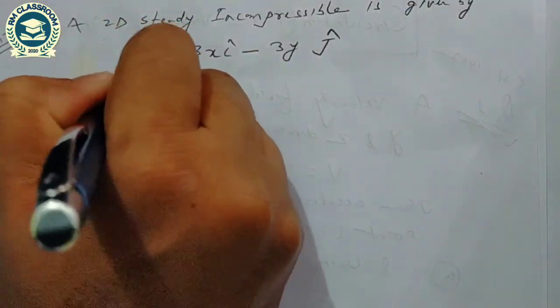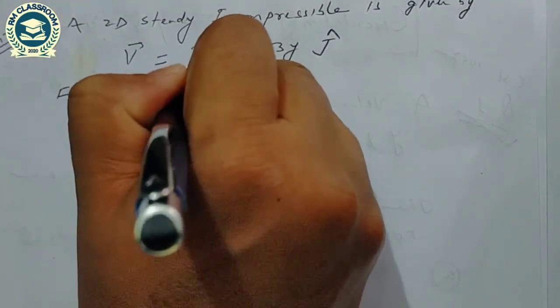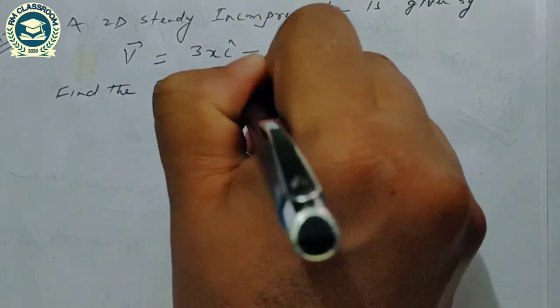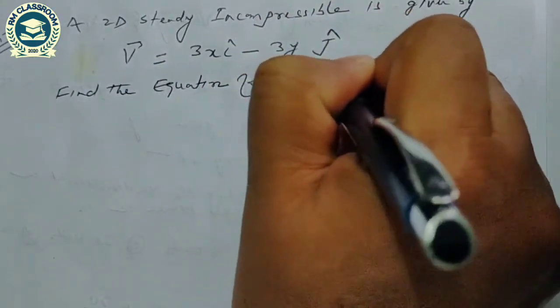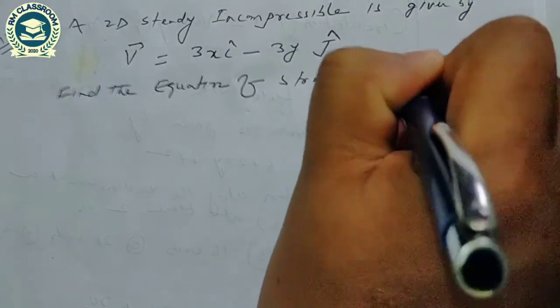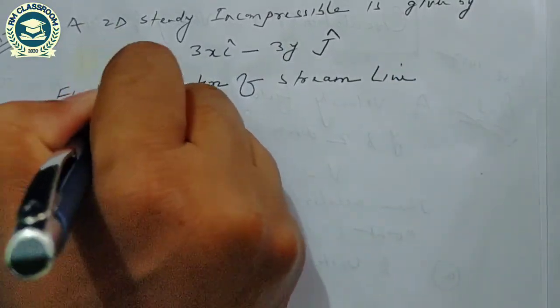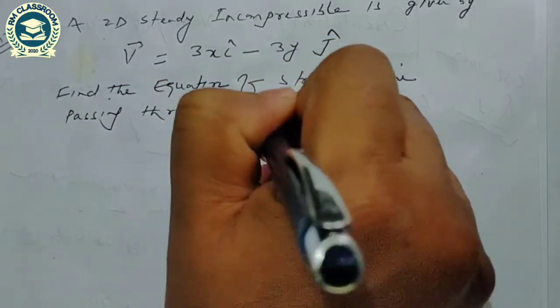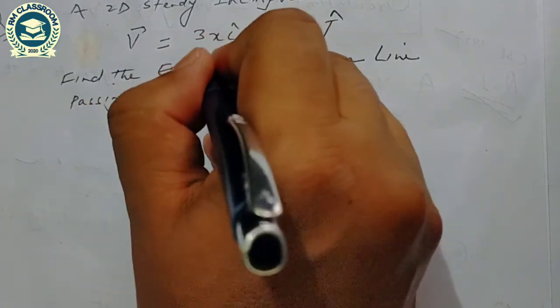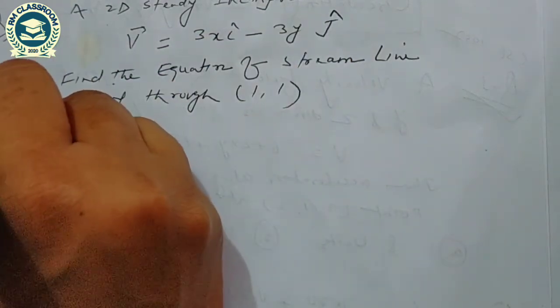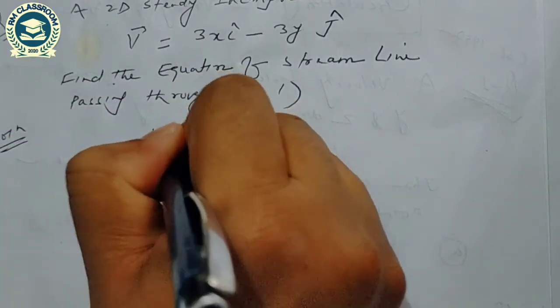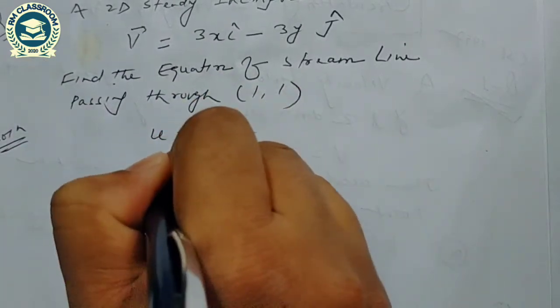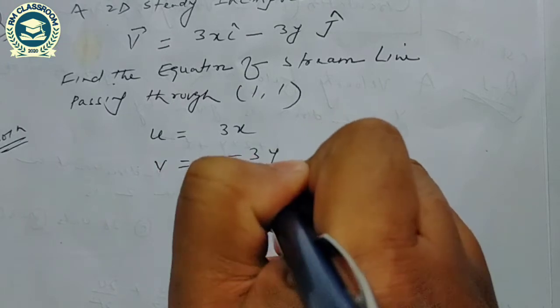Find the equation of streamline passing through 1, 1. So we have to compute the equation of streamline passing through 1, 1. So u component of the velocity, u is equal to 3x and v is equal to minus 3y.